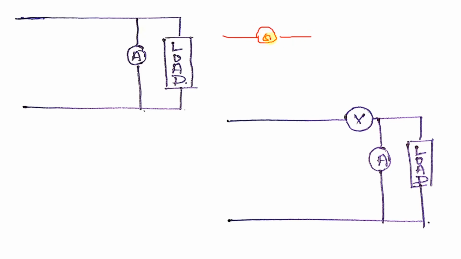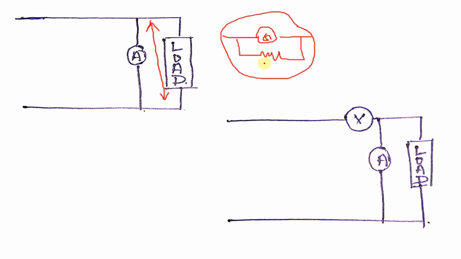Now the range of the galvanometer is very much less, that is some 0.5 milliampere or 0.1 milliampere. Now we have to increase the range of this galvanometer, so we connect a very low resistance in parallel to the galvanometer. So this combination is called the ammeter.